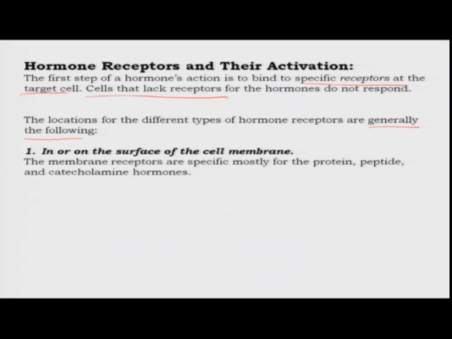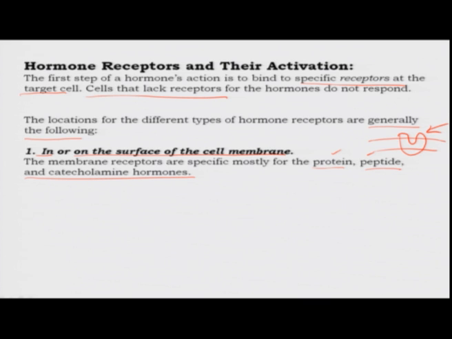The first kind, which I already described, is the receptor located in or on the surface of the cell membrane. Usually it is a protein embedded into the bilayer of the plasma membrane. The membrane receptors are specific mostly for protein, peptide and catecholamine hormones. So, those hormones which are protein or peptide in nature or the catecholamine hormones have membrane bound receptors, and you have to think about why it is so, and towards the end of the lecture I will try to answer that question for you.